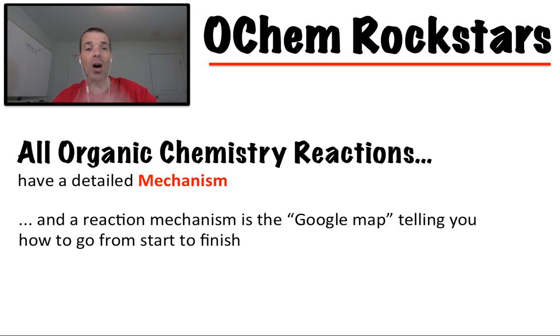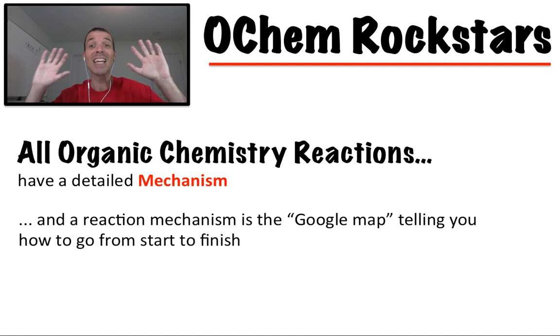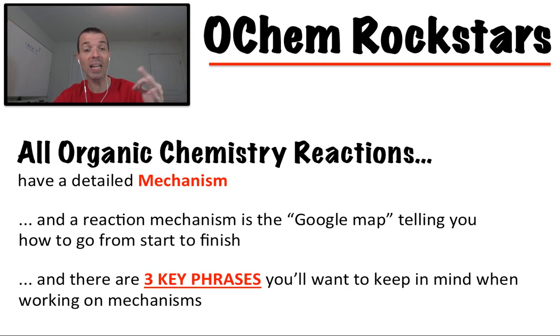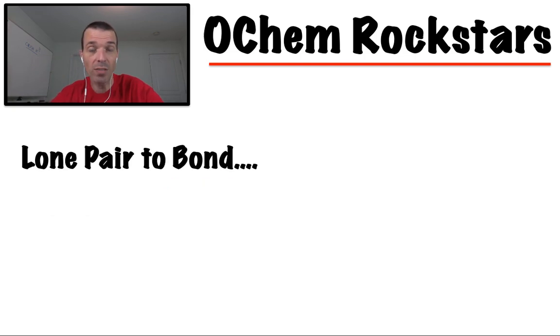Now, here we go. Like I said, all organic chemistry reactions have a detailed mechanism, and the reaction mechanism is like a Google map telling you how to go from start to finish. And remember, I initially said there are two key phrases that I want you to keep in mind, but I realized that there are actually three, and I had to update that, and we're going to go over them right now. These are the three key phrases that I want you to keep seared in your brain when you're doing mechanisms to know what to look for. And here they are, okay?